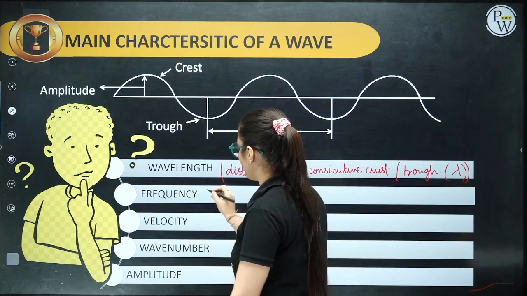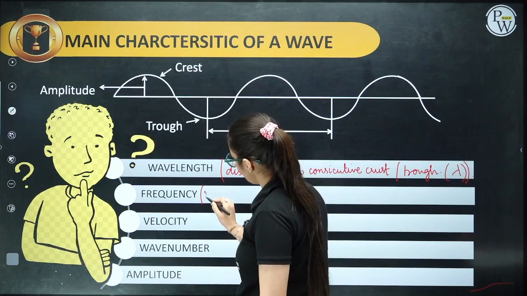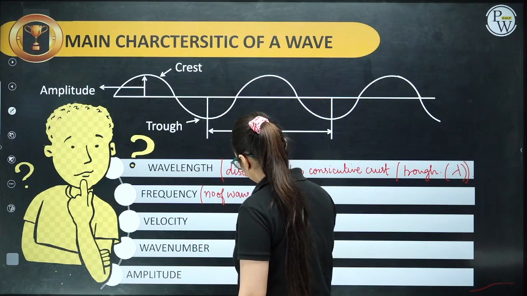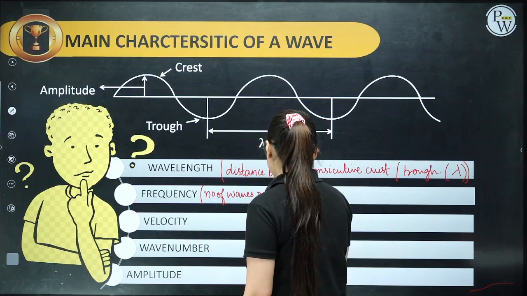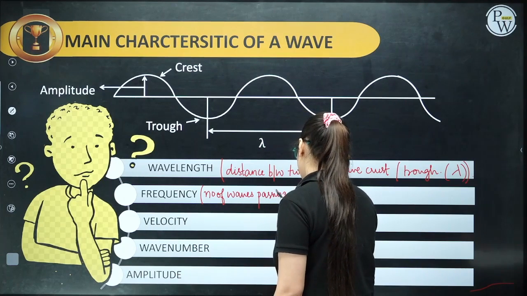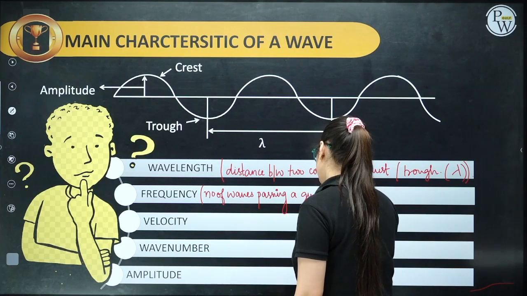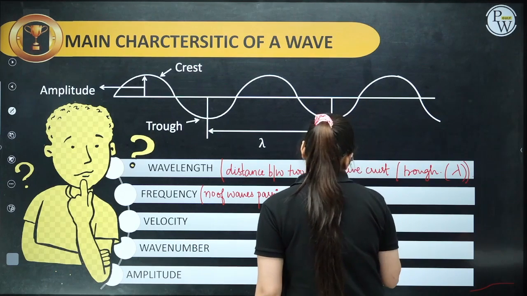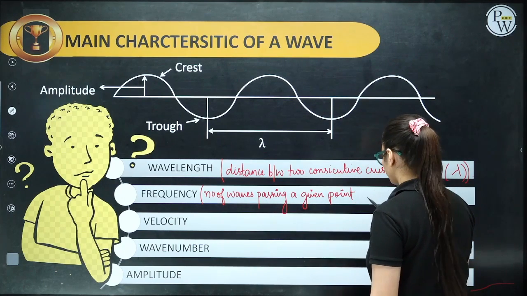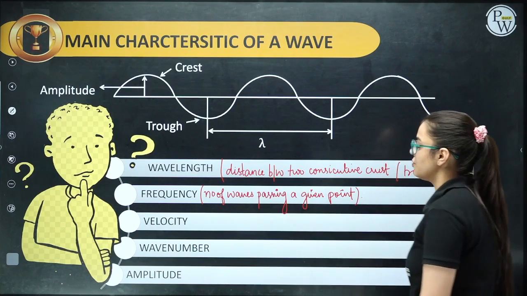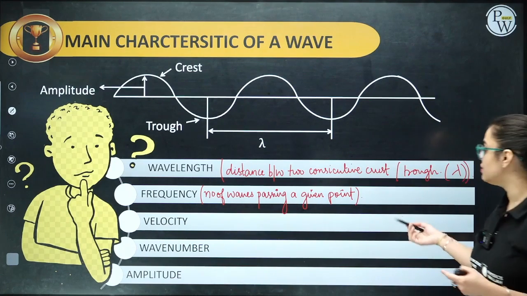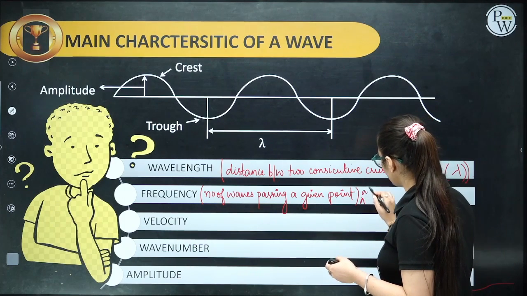Now comes frequency. What is frequency? The number of waves passing through a given point is referred to as your frequency. Number of waves passing through a given point at a given interval of time. Also write it, at a given interval of time.